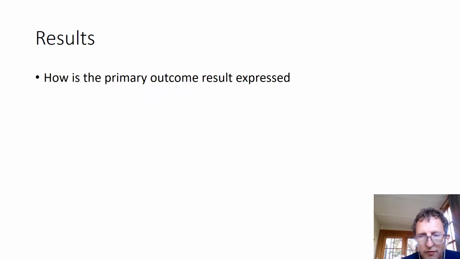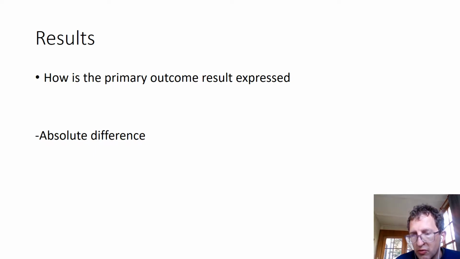So let's start with that first question. We're starting with the very first part of it, which is, how is the primary outcome expressed? And there are 2 ways we can express a result. The first is as an absolute difference. What this means is you look at the outcome of interest, and you look at the risk of that outcome in the treatment group, and then you look at the risk of the outcome in the control group, and you look at what's the difference between those, so one minus the other.